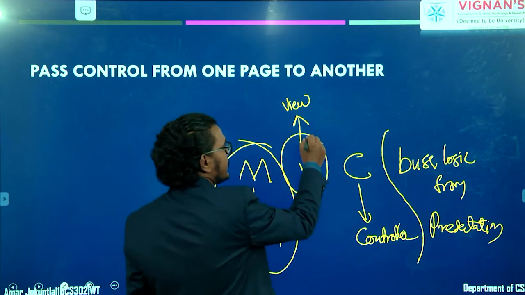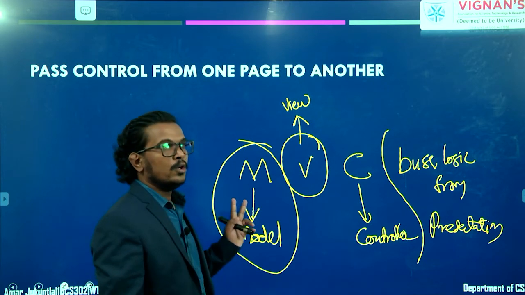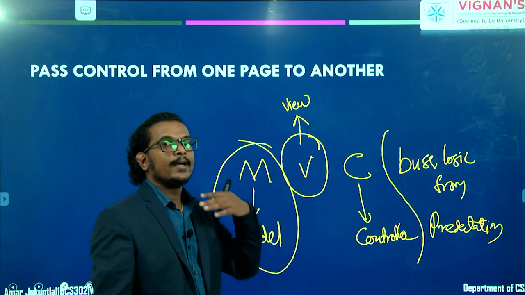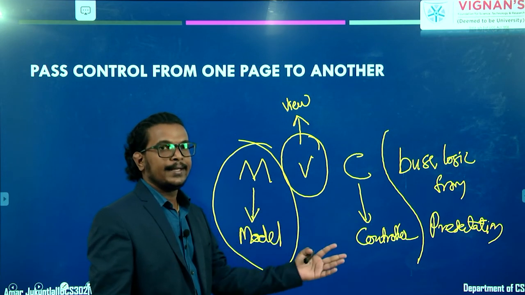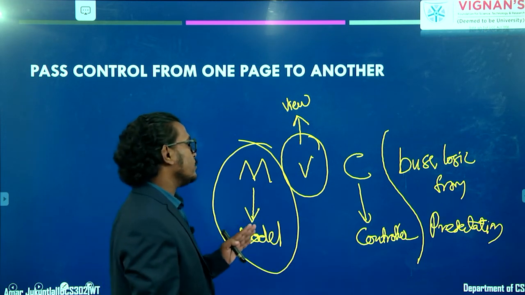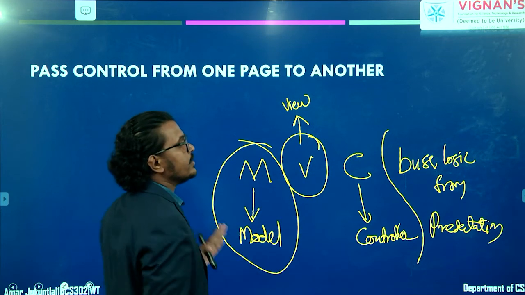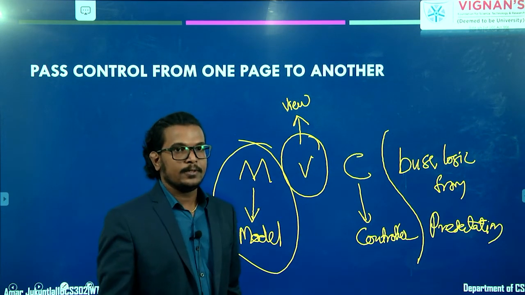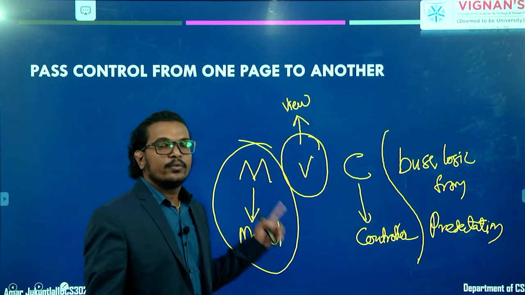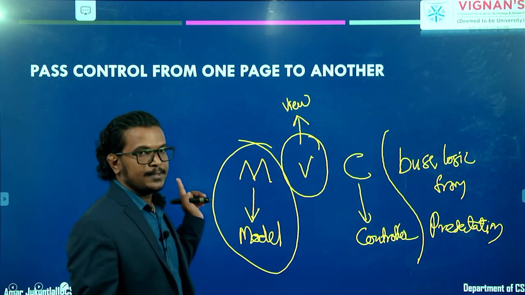For the presentation we use the view. With the help of the view, we present, or display, the data. This MVC architecture separates the business logic from the presentation. For that reason we use this MVC architecture in our JSP.